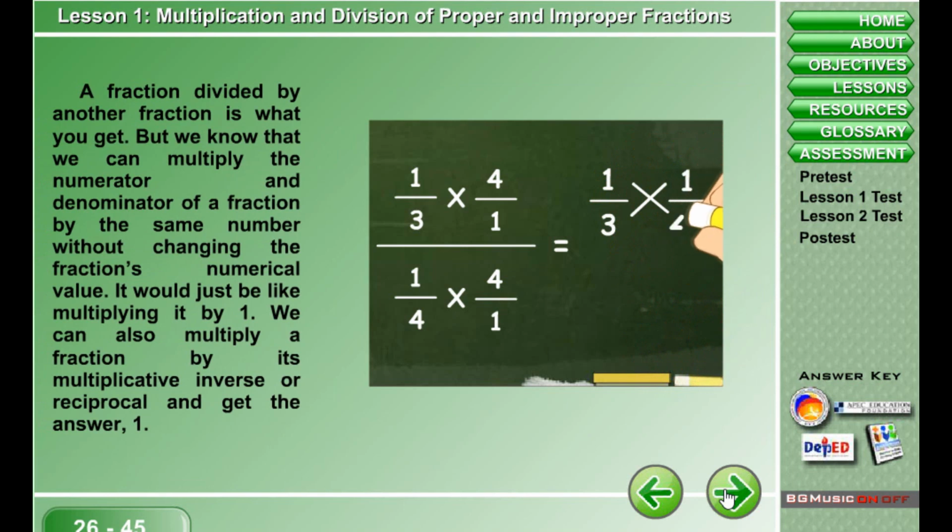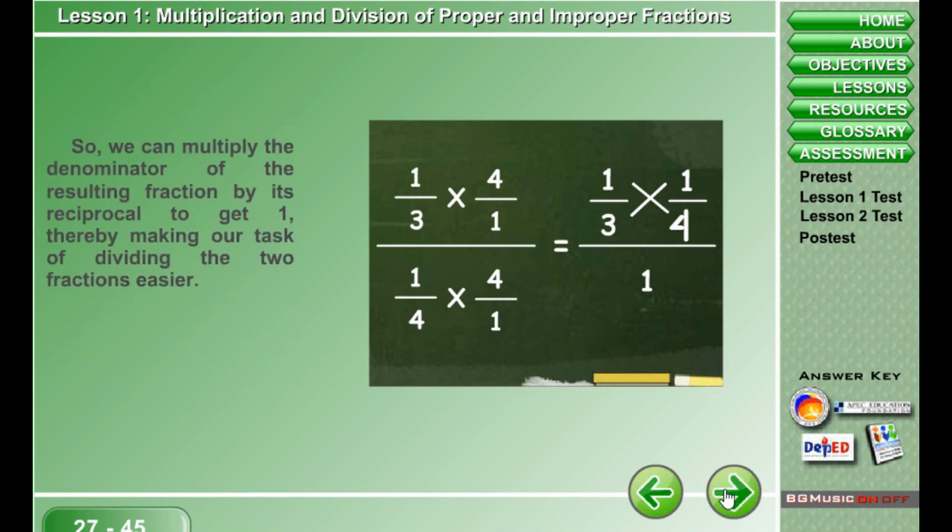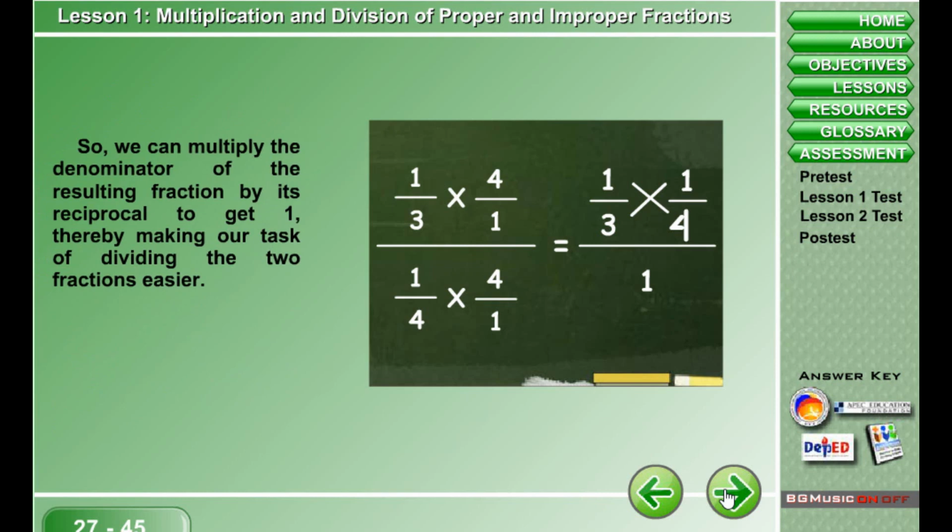But we know that we can multiply the numerator and denominator of a fraction by the same number without changing the fraction's numerical value. It would be just like multiplying it by 1. We can also multiply a fraction by its multiplicative inverse, or reciprocal, and get the answer 1. So, we can multiply the denominator of the resulting fraction by its reciprocal to get 1, thereby making our task of dividing the two fractions easier.